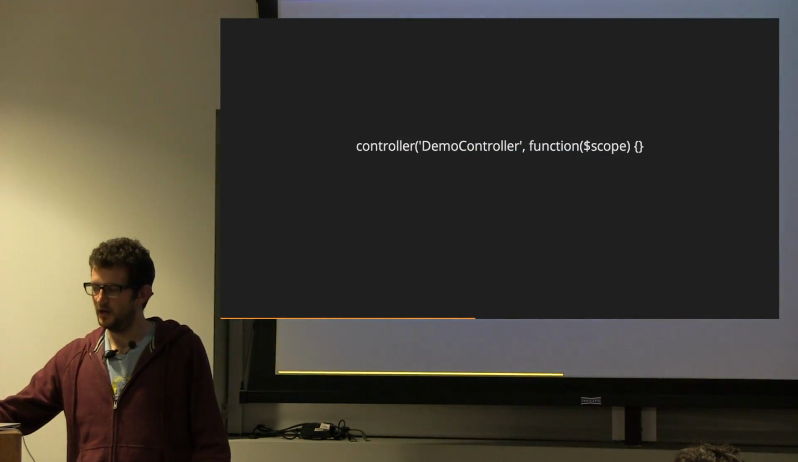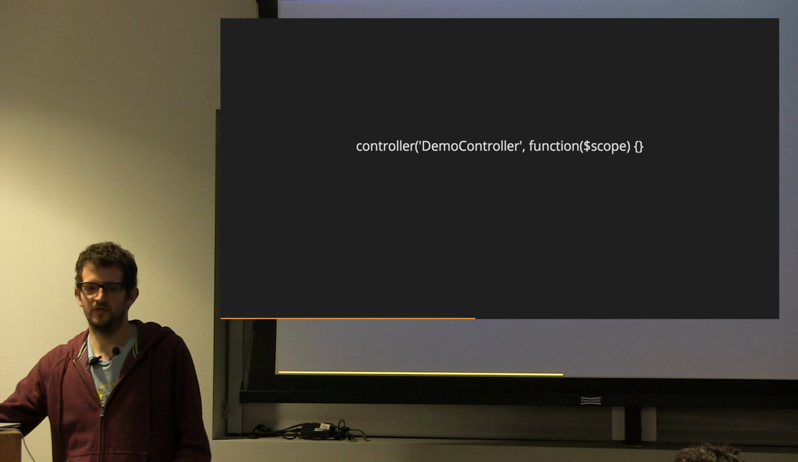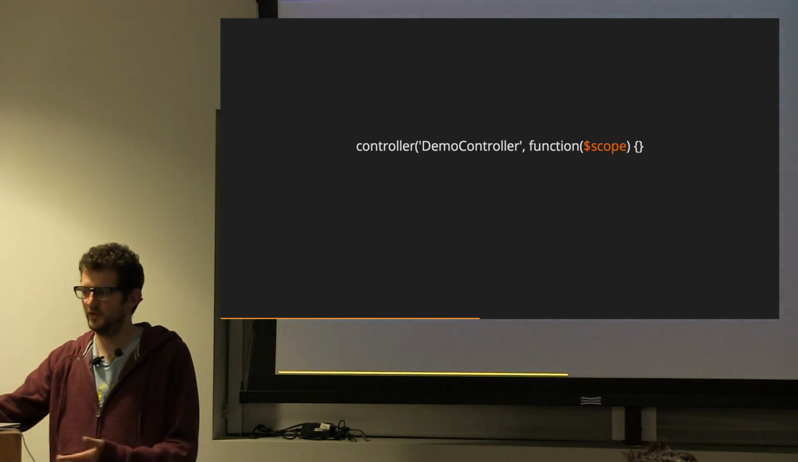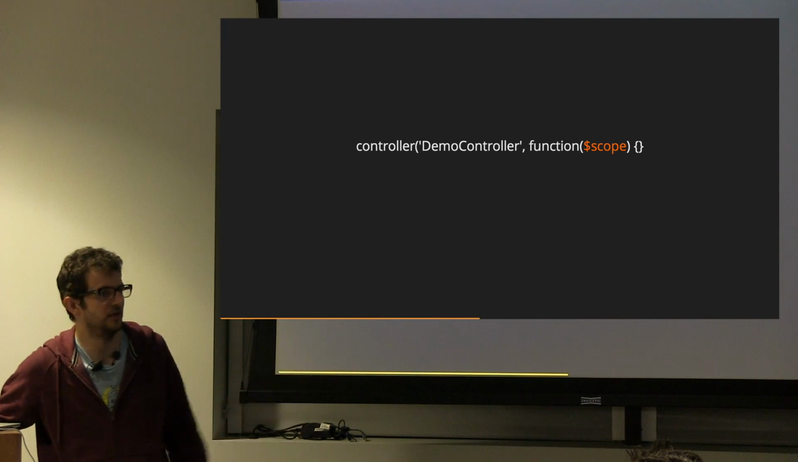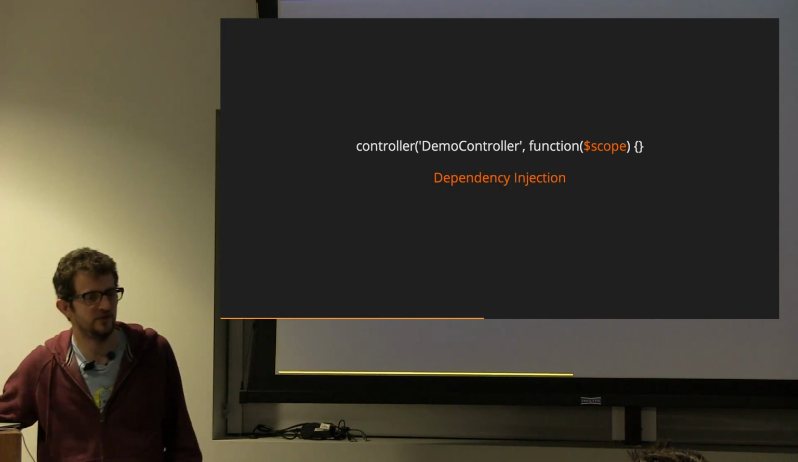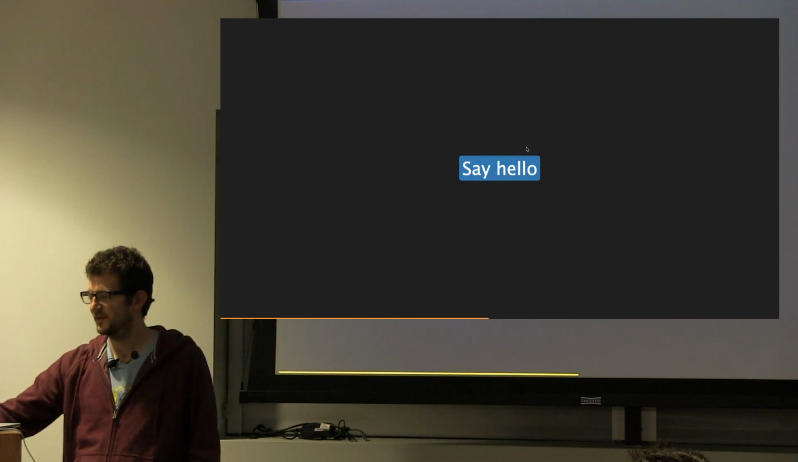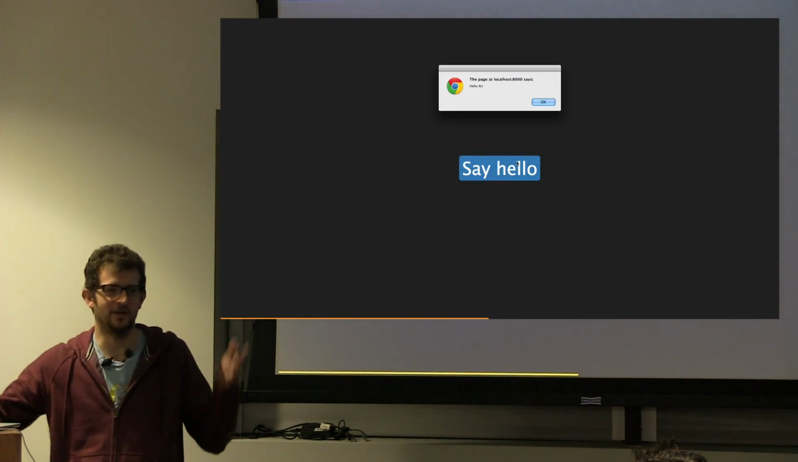Cool. So the astute observer might say, okay, that's cool. So this is how I define a function. But what is this scope thing, and how did it get inside of there? That is called dependency injection, and we will talk about that shortly. Oh, there it is. Hooray, I clicked on the button and the alert popped up.